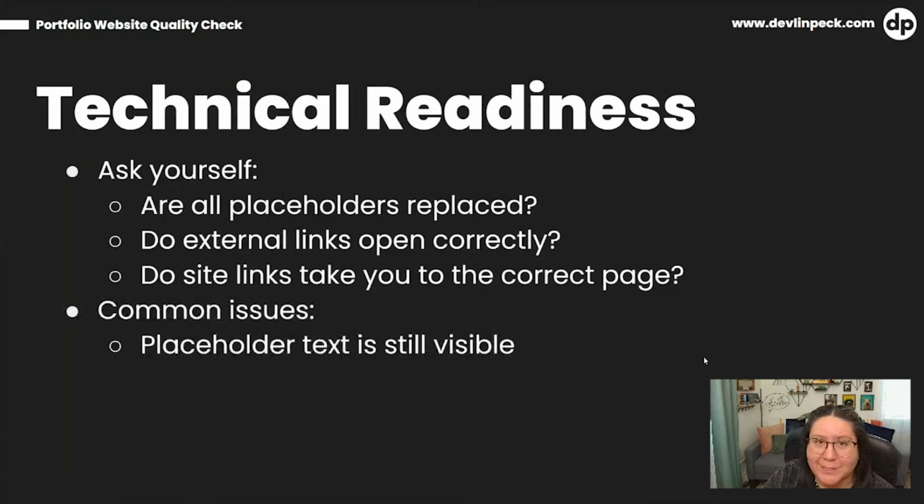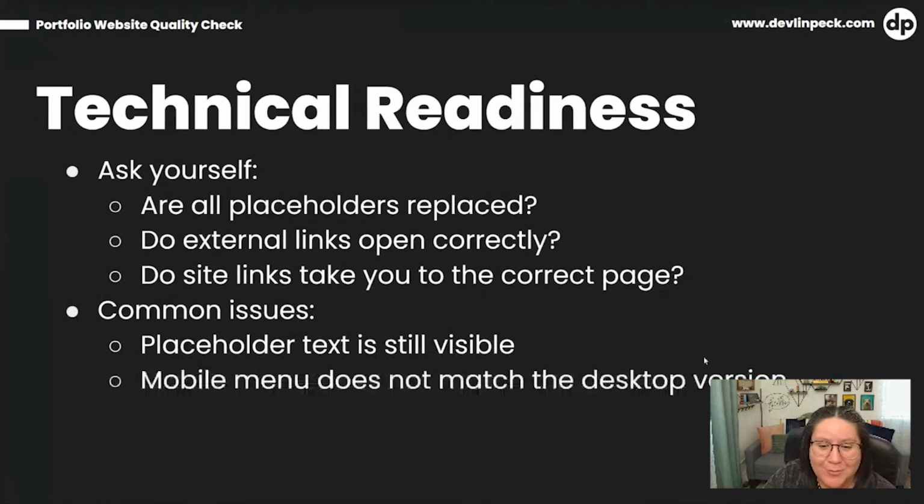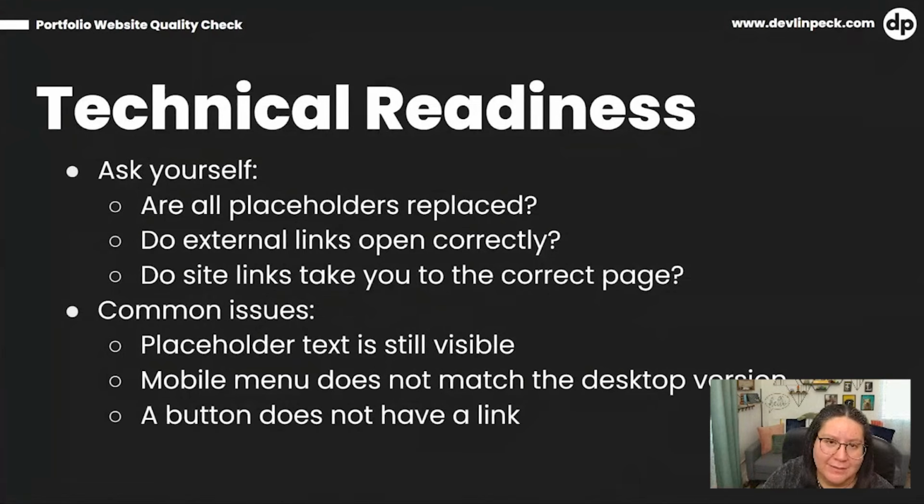Common issues: placeholder text is still visible. Mobile menu doesn't match the desktop version. This happened in one of the ones that I was working on. I removed a link, but it stayed in the mobile menu. So I had like two contact links. So making sure that those match is good. And then buttons not having links, right? They click it and it feels dead, like it doesn't work.